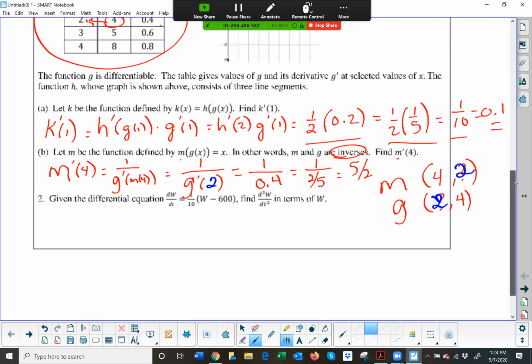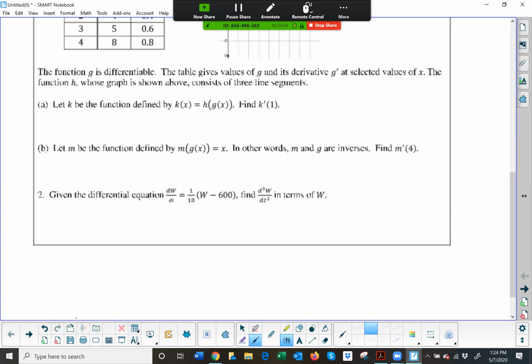All righty, given the differential equation, let's clean this up. dW/dt equals 1/10 W minus 600. Find the second derivative of W with respect to t in terms of W. So I can't leave any dW sitting around. This is just taking a second derivative. Give it a little whirl. I'm going to give you about 20 seconds here, and then we'll talk about it.